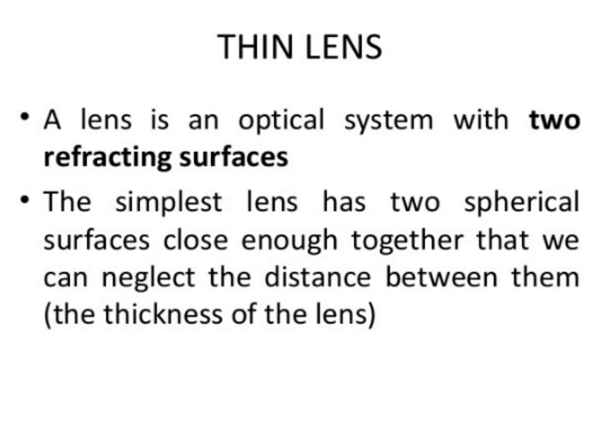Then what is a thin lens? A lens is an optical system with two refracting surfaces. The simplest lens has two spherical surfaces close enough together that we can neglect the distance between them, the thickness of the lens.